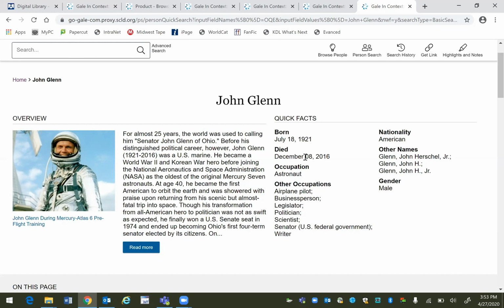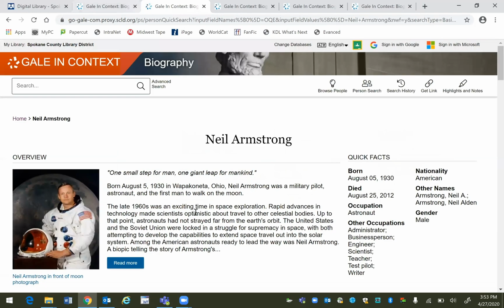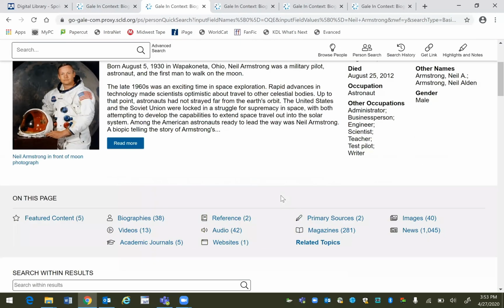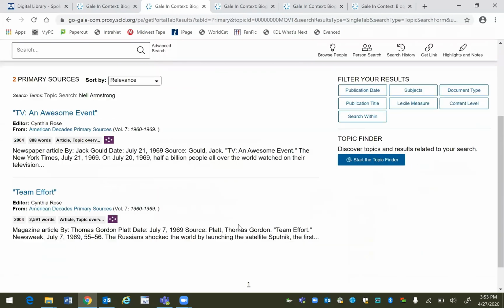So here we have John Glenn. He's a famous astronaut for the US. How does he compare to Neil Armstrong? High school students could also pick a person and work to find one or two primary source documents related to them. This is great practice for students who will have to use this skill at some point in their academic career. So here, Neil Armstrong has a couple primary sources that they link to.